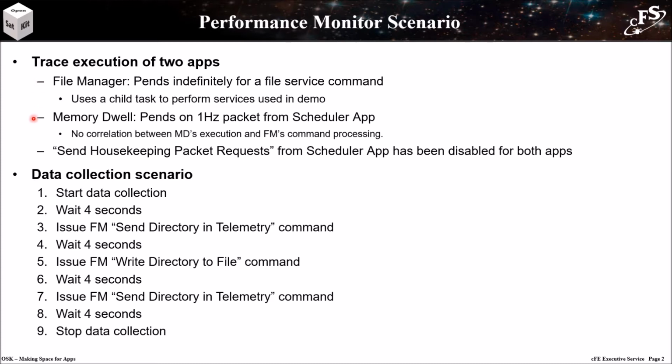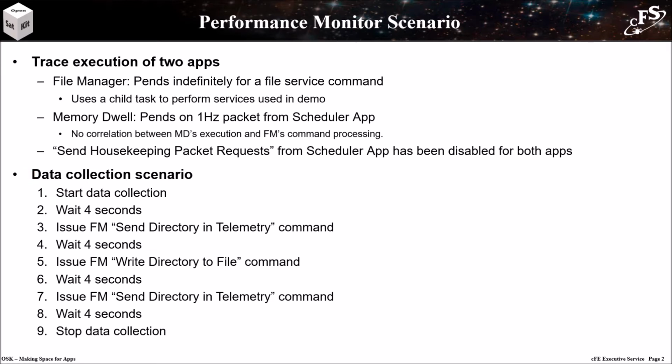Memory Dwell pends on a 1 Hz packet from the Scheduler app. Memory Dwell's functions are not relevant to this demo. I picked Memory Dwell so a clean 1 Hz signal could be captured. Note that both of these apps process send housekeeping requests, but I've disabled the request so the execution trace is cleaner.